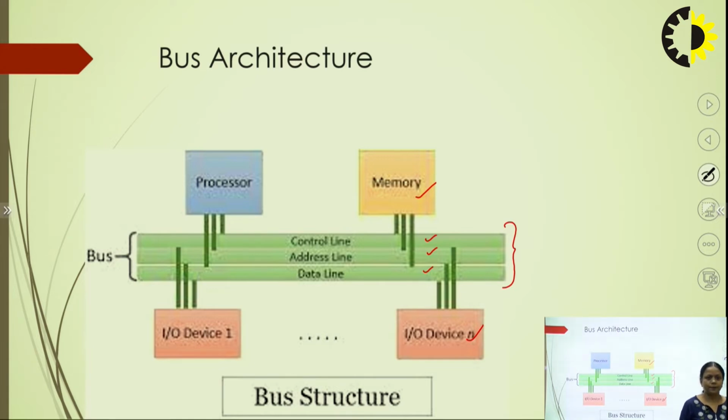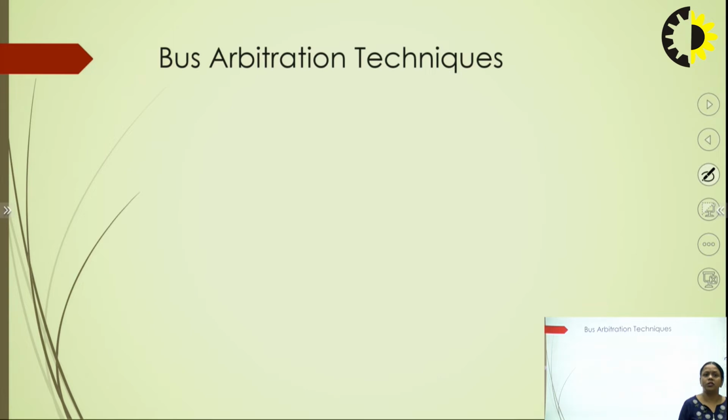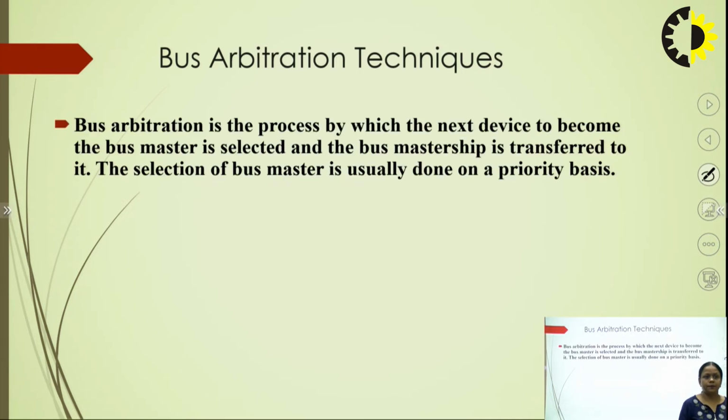Now, bus arbitration techniques. Why is it required? It is required because we have buses as a shared communication system. Shared means all devices will share a particular communication path, and we have to give a turn to each and every device. This is the definition of bus arbitration.